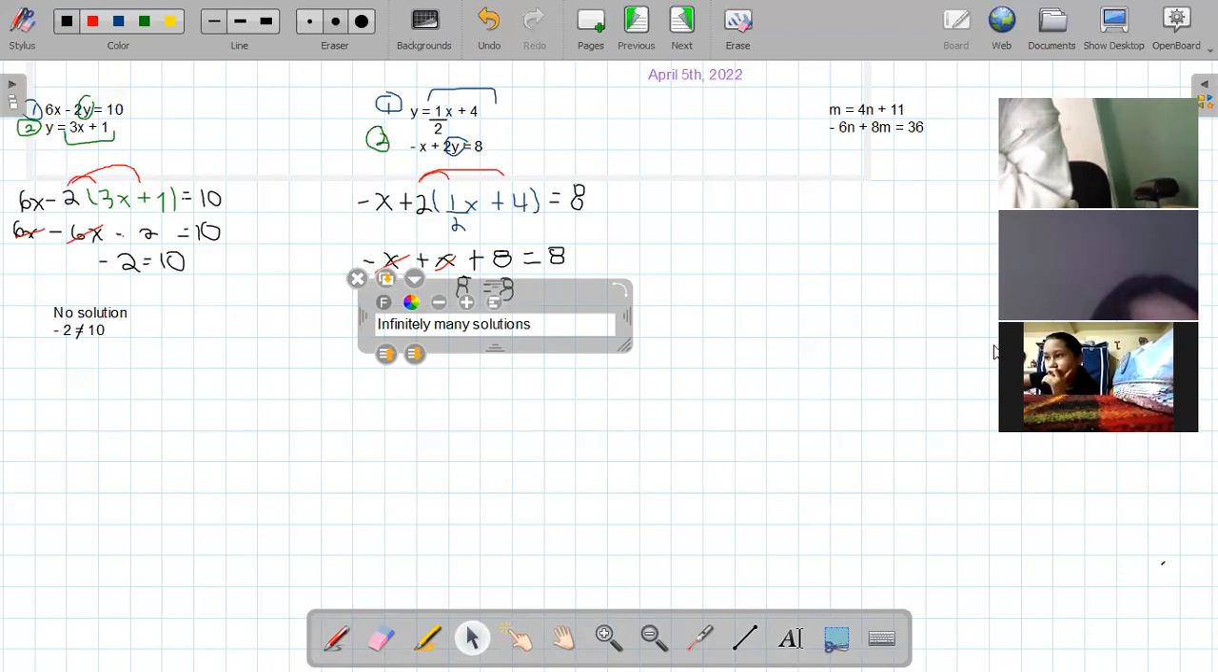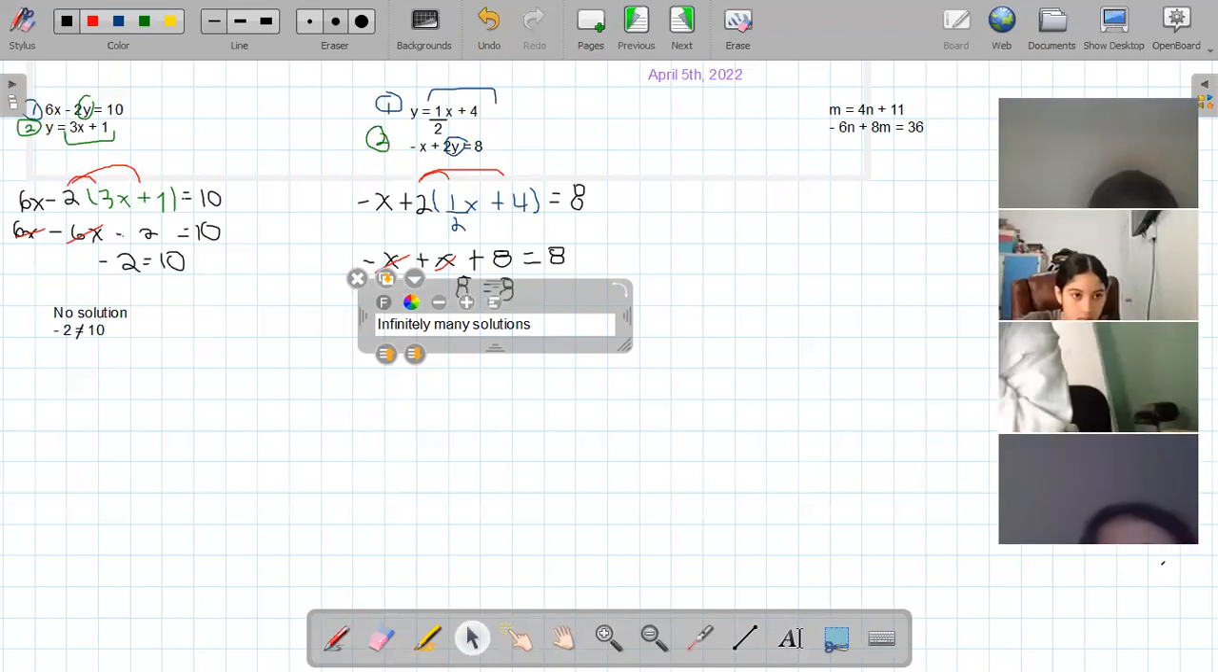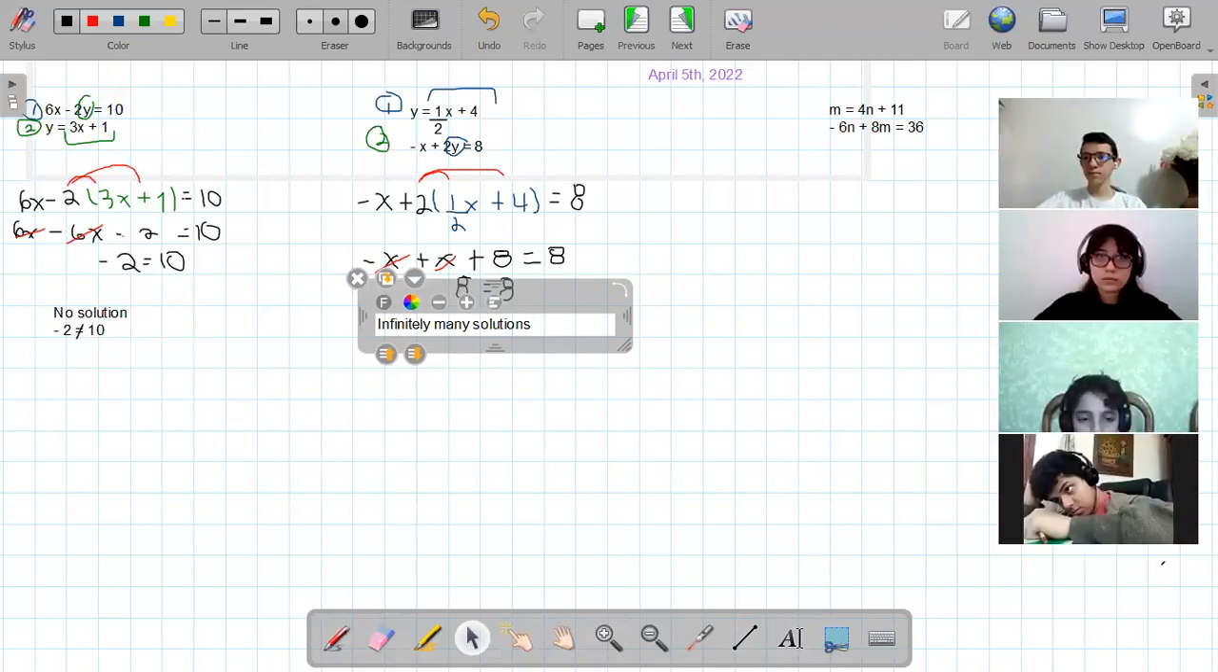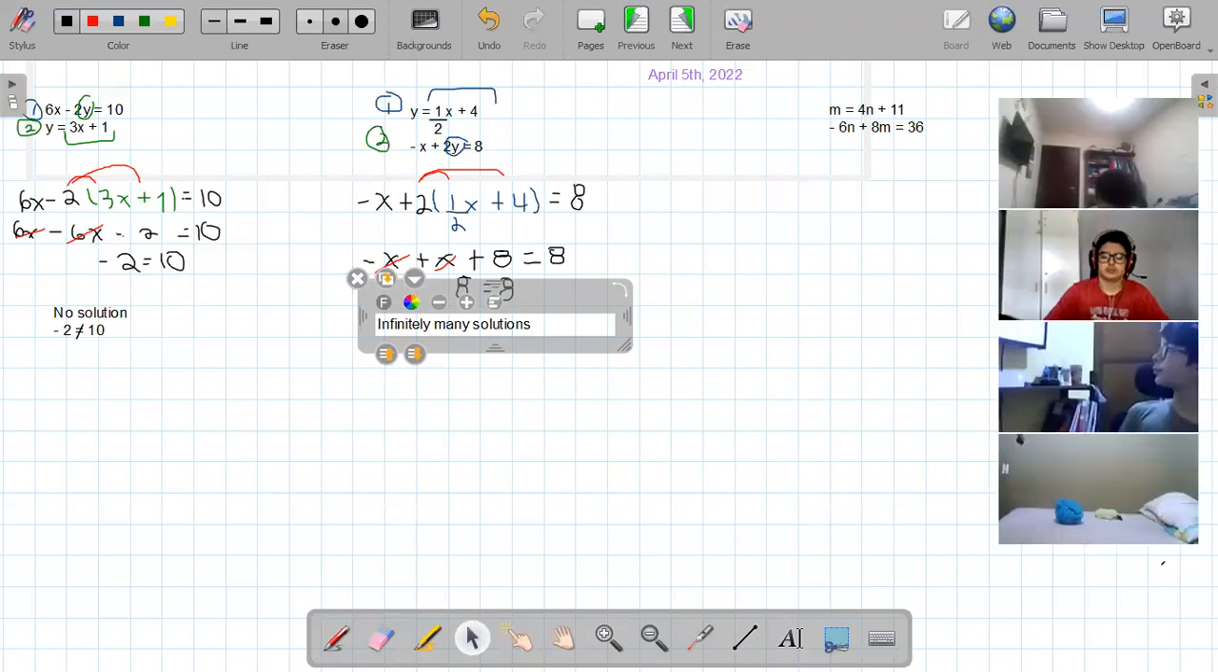If we graph this, if for any reason we have to graph this, you will see that the lines are exactly the same. Once you graph it, you're going to get the same line graphed, okay? The same line over the same line.